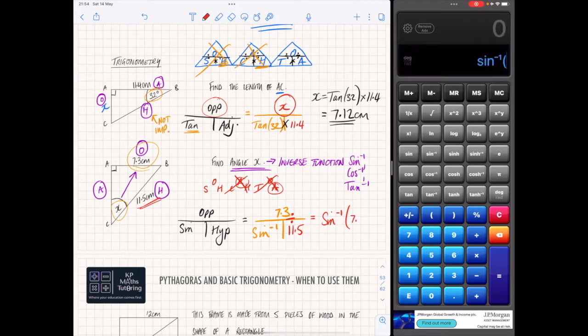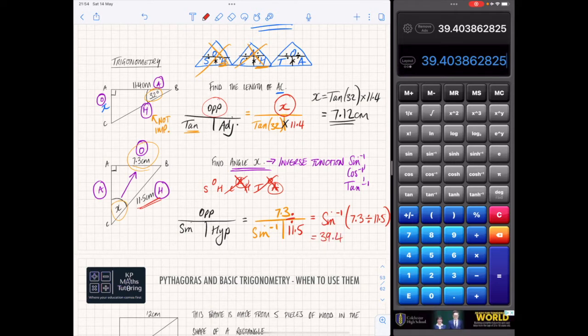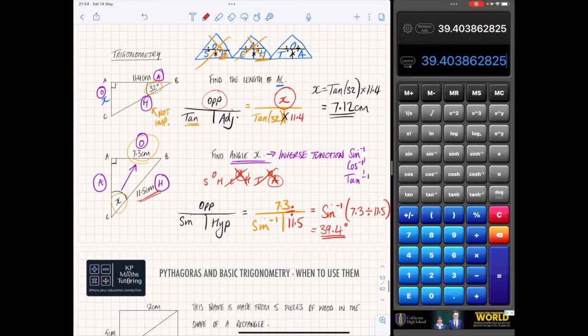And then it's 7.3 divided by 11.5. So making sure that you are dividing. So 7.3 divided by 11.5. Close my brackets. And I get an answer of 39.4 degrees. Now it may say to give your answer correct to the nearest degree, or it might ask you to round it to a suitable degree of accuracy.